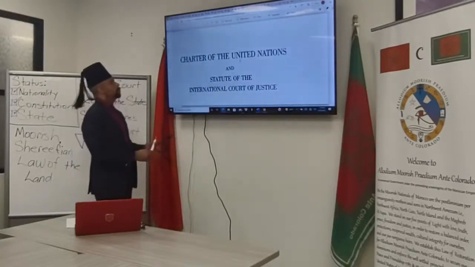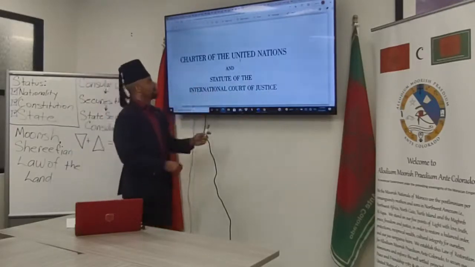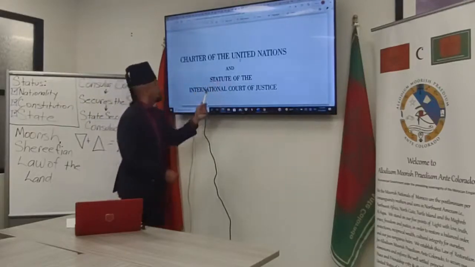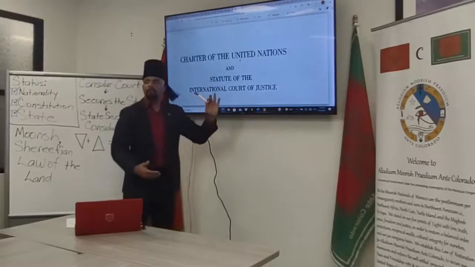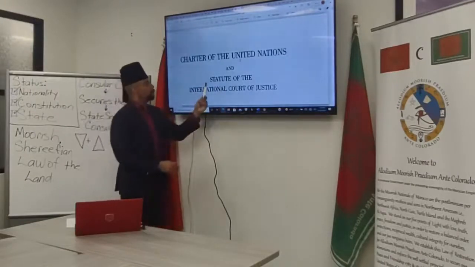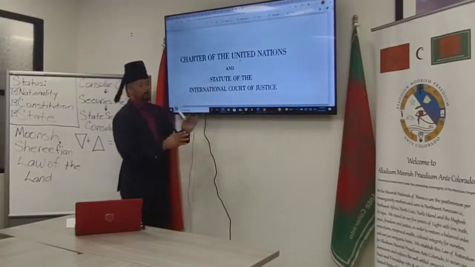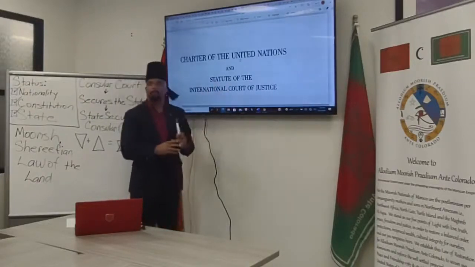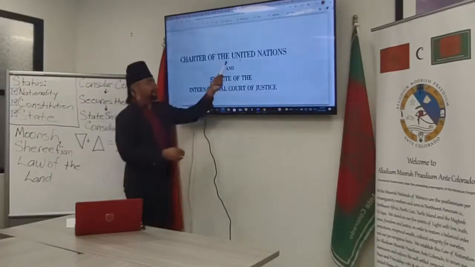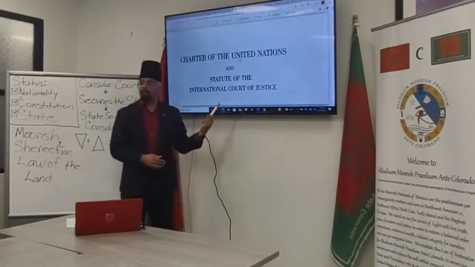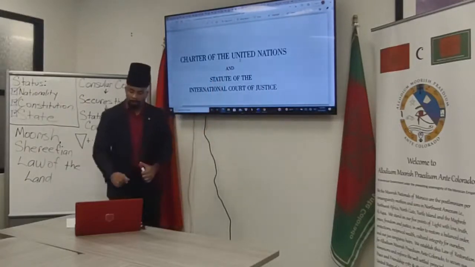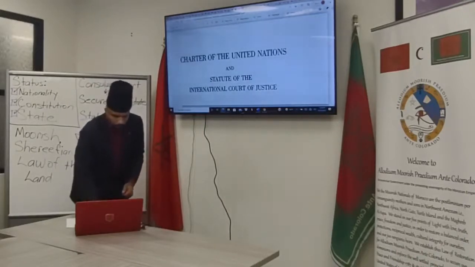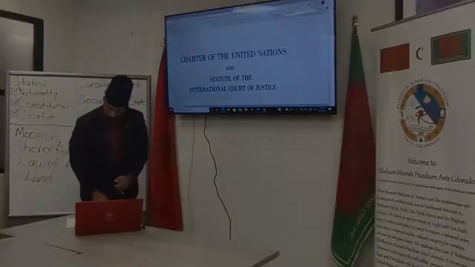All right, so here is the Charter of the United Nations. Keep in mind, the Charter of the United Nations also includes the statutes of the International Court of Justice. It's all combined, but what I read to y'all today, I looked up a different separate PDF that has the statutes of the International Court of Justice. They're two separate documents, but at the same time, you can find it all combined under this one, okay? 1945. All right, we're going to go down to Article 41.